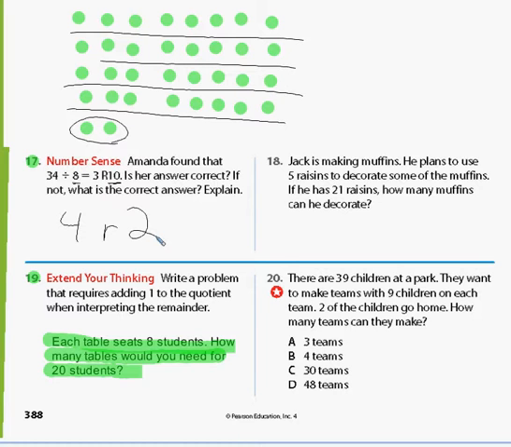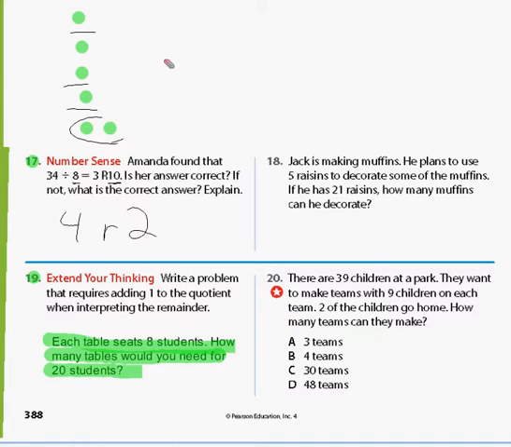Okay, write a problem that requires adding 1 to the quotient when interpreting the remainder. Okay, and I wrote this problem right here. It says each table seats 8 students. How many tables will you need for 20 students? Now, let me erase my work area up here. I would have boxed this in and put a number on it so I can identify what I did. Okay, talking about tables, will seat 8 students. The actual problem that I'm doing is 20 divided by 8.